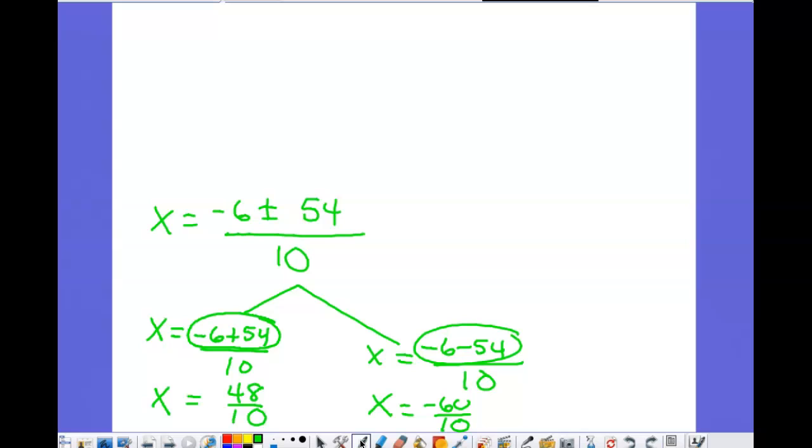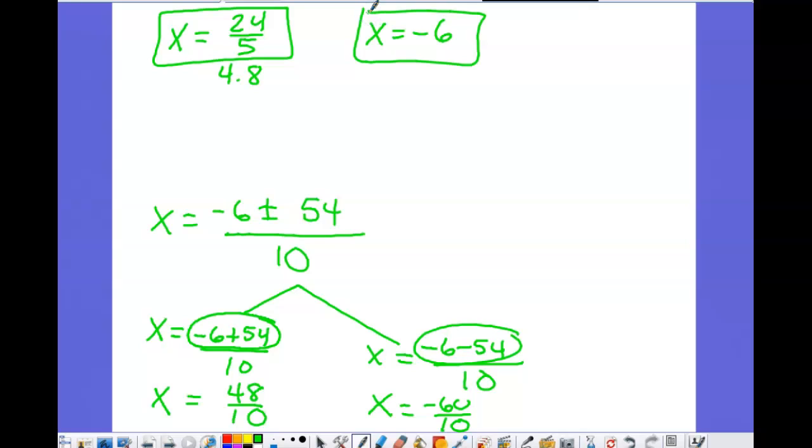All right, let's reduce these. That's your last thing you want to do. What's 48 over 10? If you want to do decimals, you can. I want to stick with fractions for now, but I know that 2 goes into both of these, so I think it's going to be 24 over 5 if you reduce it by 2. Over there, that one's going to be nice and clean. It just comes out to be negative 6. So there's your 2 answers.